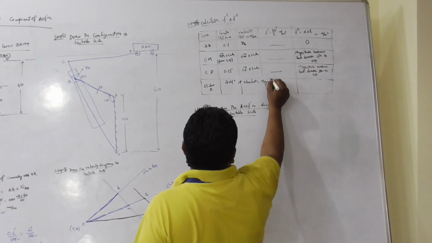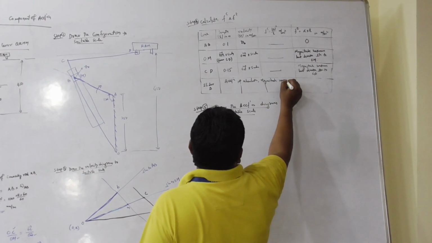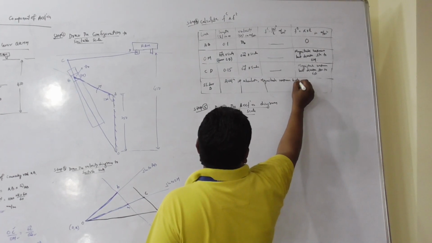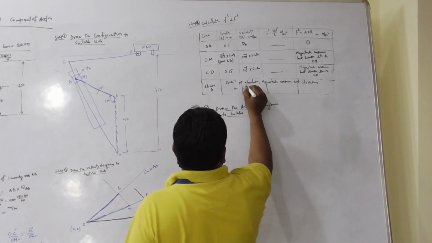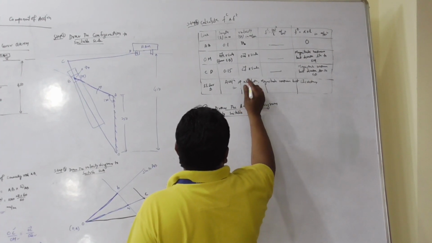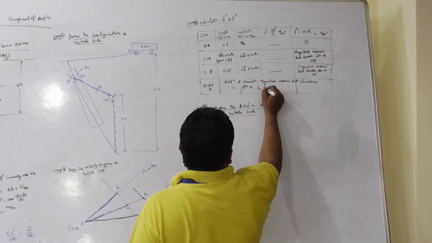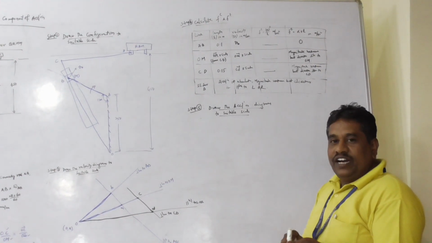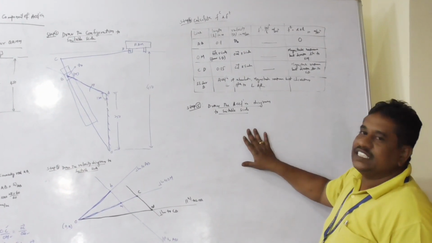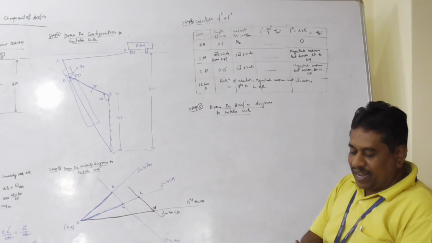Magnitude unknown, but direction is parallel to line of reciprocation. With this information, now let us construct the acceleration diagram for the given mechanism.